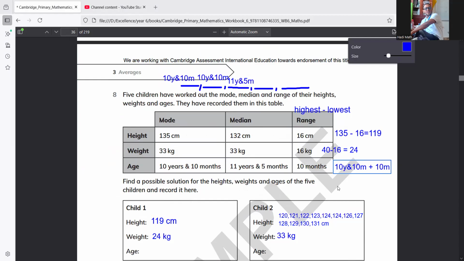10 years, 10 months. When you add to it 10 months, it's going to give you what? 10 months needs 2 months to be 11 years. So the answer will be 11 years and 8 months.